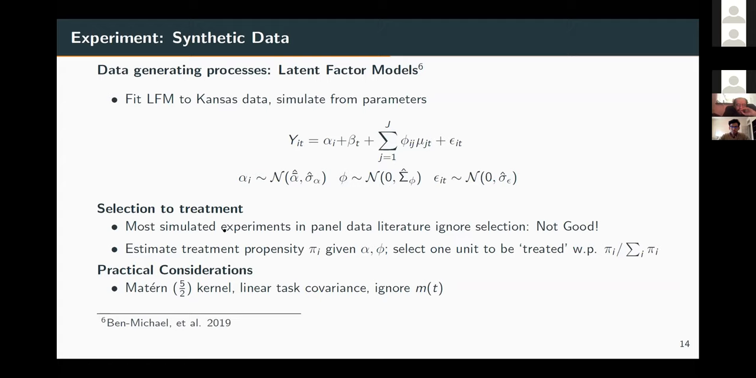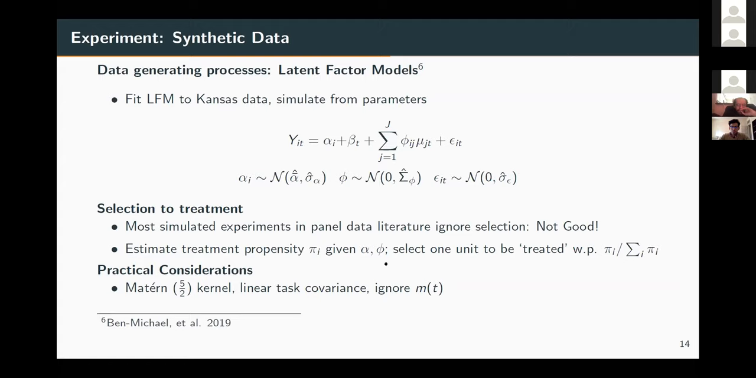One thing I want to highlight is that an important factor in evaluating synthetic experiments for panel data is that often other papers that have proposed methods don't really take into account the fact that you need to select the unit into treatment. So for instance, if Kansas is your only treated unit, and you only worry about Kansas in your experiments and only estimate the impact for Kansas, then you might get unreliable results. And so what we do here is we actually model selection by calculating the propensity of treatment given these parameters that we fit, and then we select one unit to be treated with a normalized probability, and then we treat that as the ground truth.